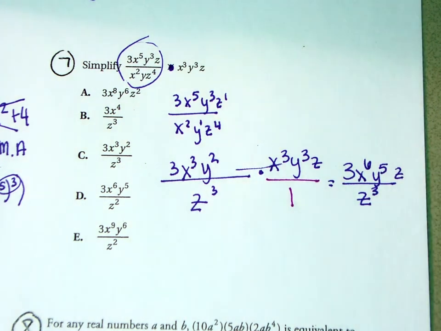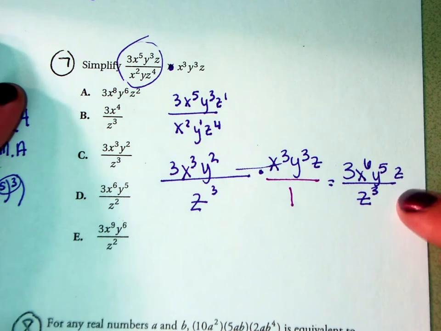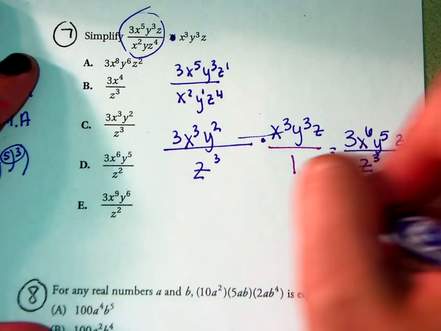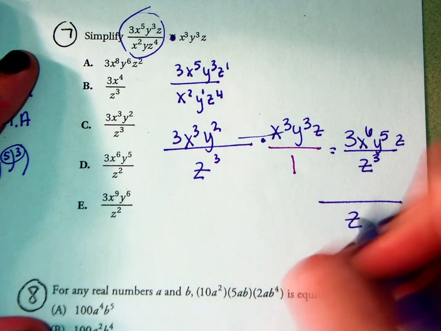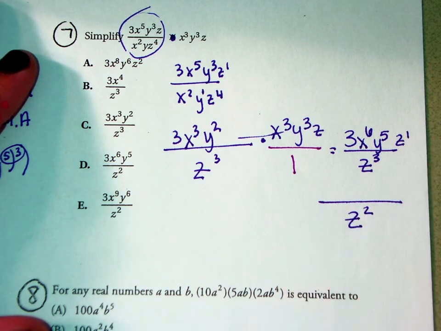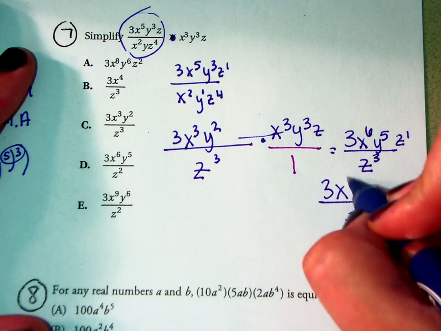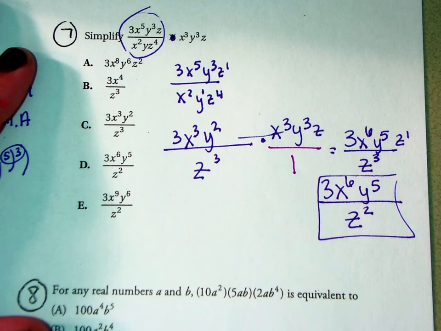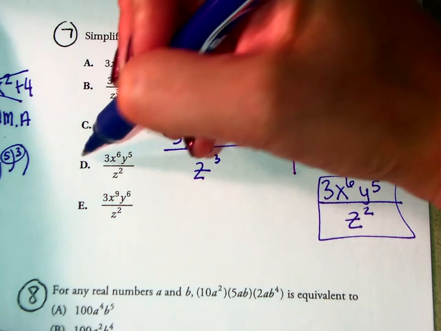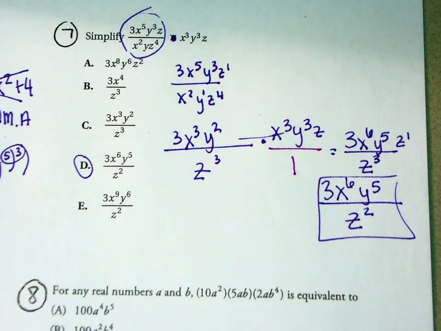I'm going to make sure to pay attention for simplifying. So I notice that I see a z in the top and bottom, so I'm going to simplify again. Again, I notice that z is bigger in the bottom, so 3 minus 1 is 2, so z to the 2 must be in my denominator. Then I have 3x to the 6th, y to the 5, which is option D. So just be mindful.